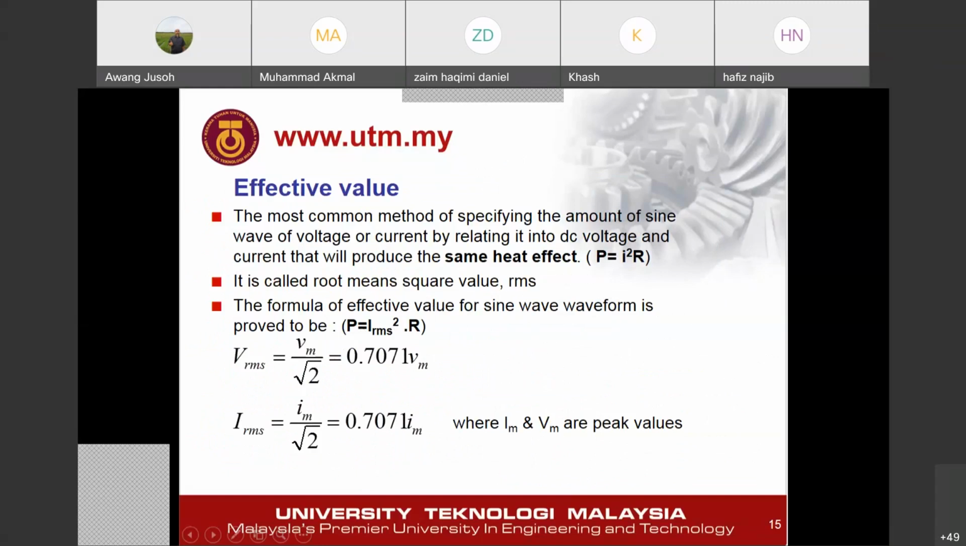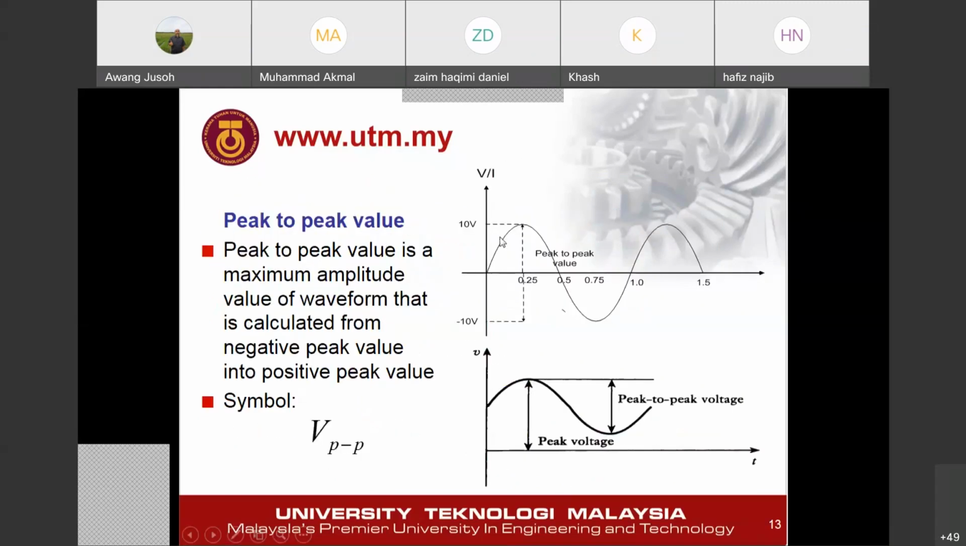Understand? I hope you can appreciate it. Effective value is important in the AC system because the voltage keeps changing, up and down. So how can you get the power? It's very hard, right? So the best way is to find the effective value of this signal. Then you can get the power consumed in the load.